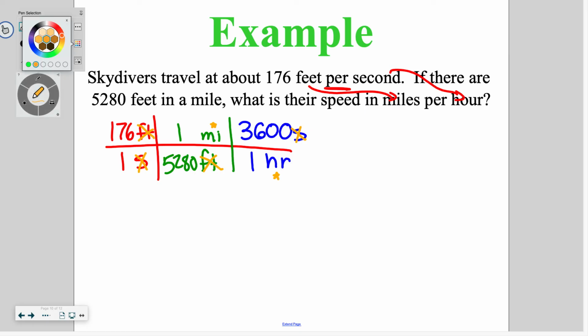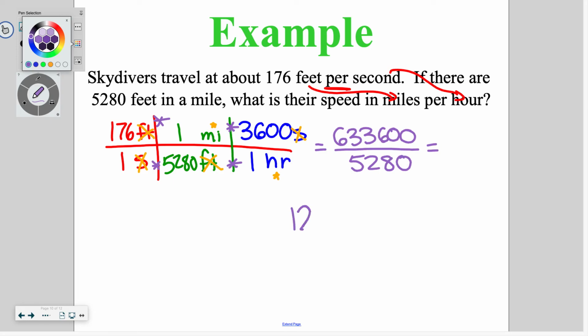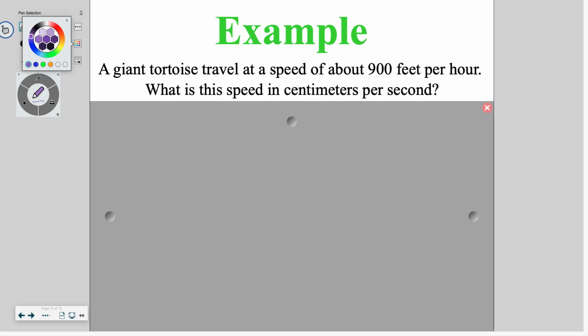To finish solving this problem, we need to multiply all of our values going across on both the top and the bottom. So 176 times 1 times 3,600 gives us 633,600 over 5,280. When I finish doing that division, I'm going to end up with 120 miles per hour. Go ahead and try this one on your own.